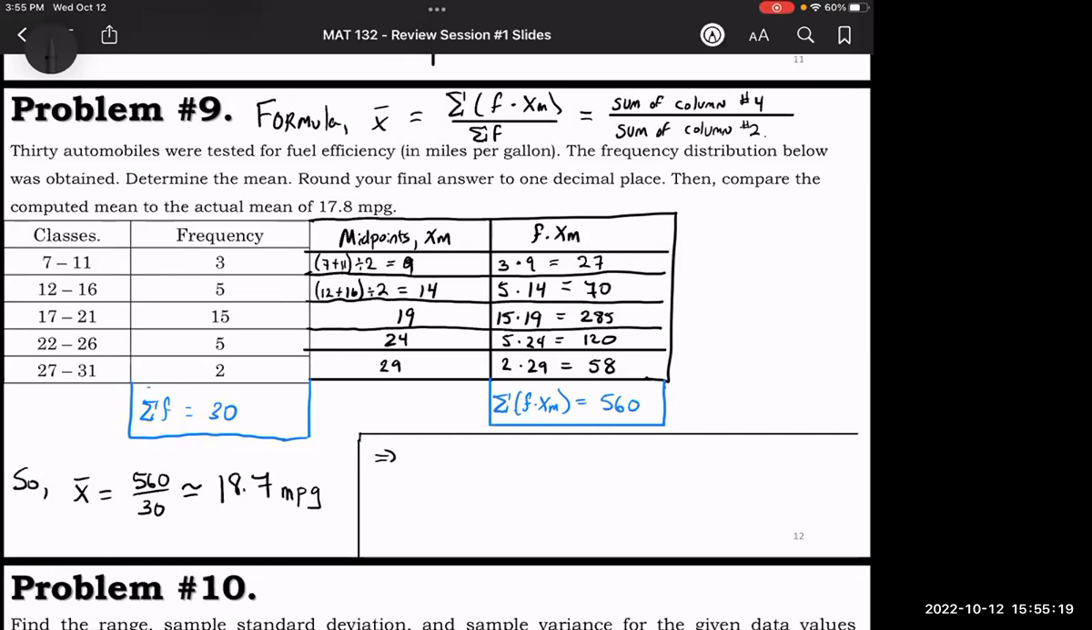Take the computed mean, which is 18.7, and then subtract the given mean. What was the given mean? The actual one. 17.8. So you take the difference and divide it by that actual mean. To really understand why I'm doing this, you would need a course in quantitative reasoning, Math 126, but that can take a whole hour and 40 minutes to explain, so I'm not going to go that in depth. But long story short, we're computing a relative change, a percent change. So you take 18.7 minus 17.8, what would that be?